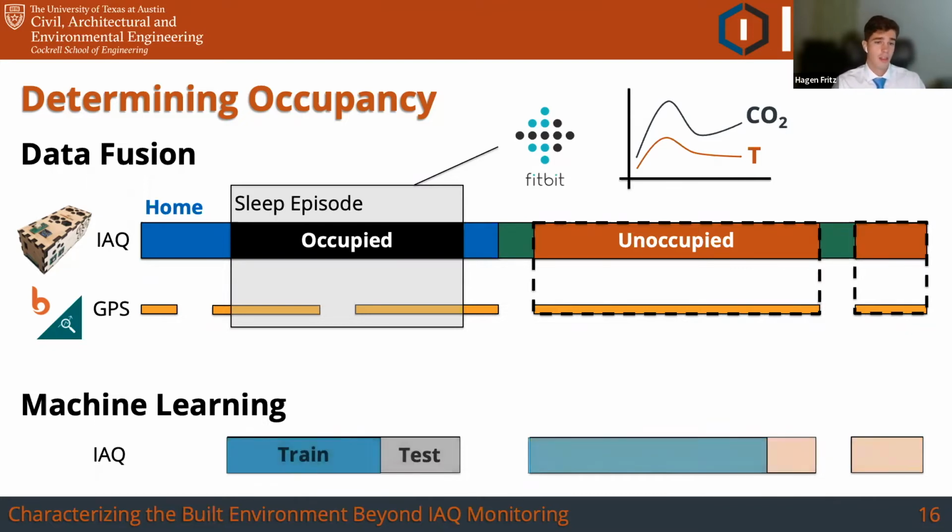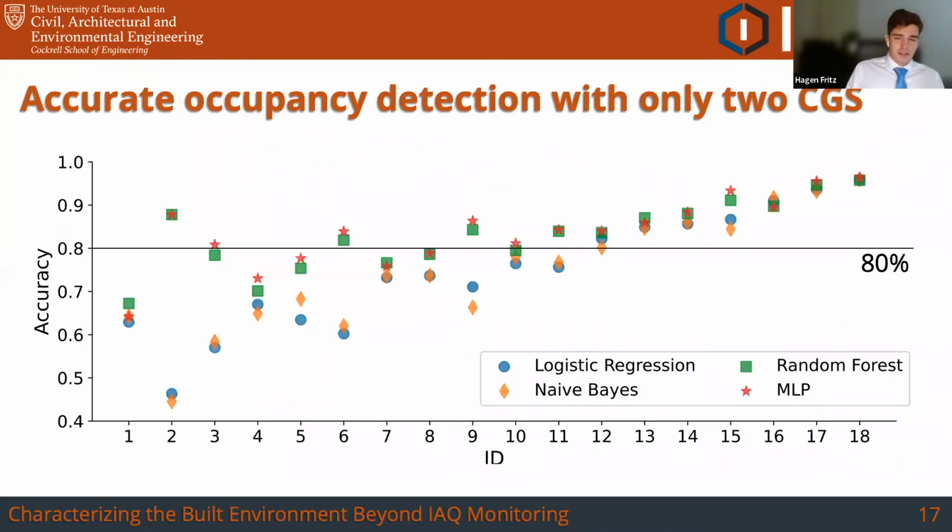So we can split the occupied and unoccupied tagged indoor air quality data into a training and test set, and train a few machine learning models to see if we can predict that occupancy with a reasonable accuracy. And we can. We trained 4 different machine learning models: logistic regression, naive Bayes, random forest, and a multi-layer perceptron, which is just a simplified neural network. What I'm showing you is the accuracy of that model to predict occupancy based on just CO2 and TVOC concentrations for each participant, labeled there on the bottom on the x-axis. And that 80% is the average accuracy of the MLP model for each participant.